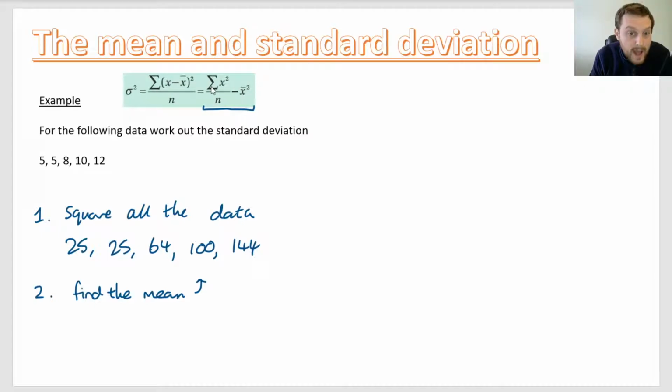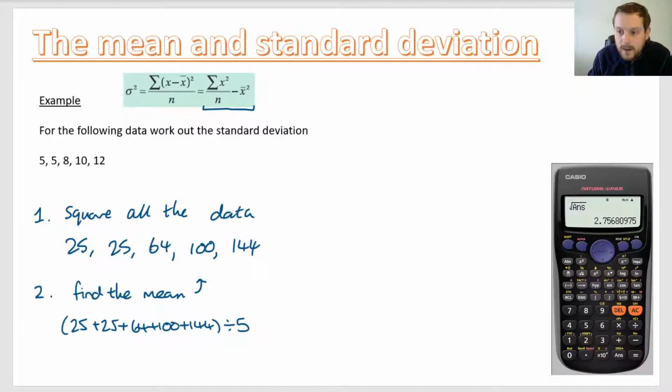Add them all up and divide by how many. So I'm going to do 25, add 25, add 64, add 100, add 144, and then divide that by how many there are, which is 5. So let's work that out now. Move the calculator back. So 25, add 25, add 64, add 100, add 144, divided by 5 is 71.6.